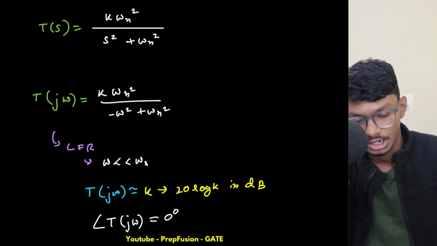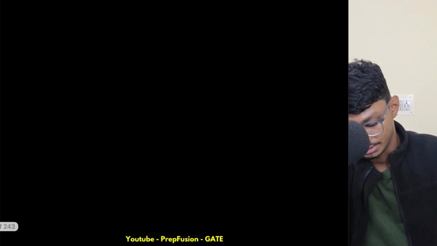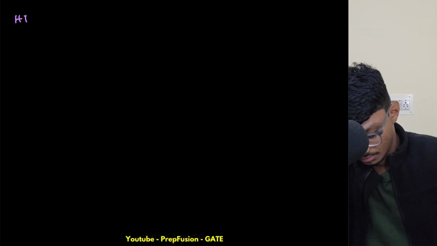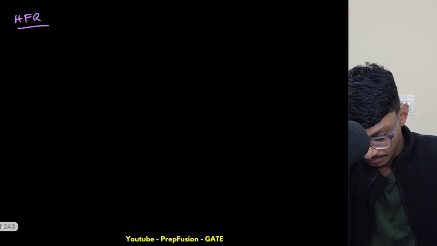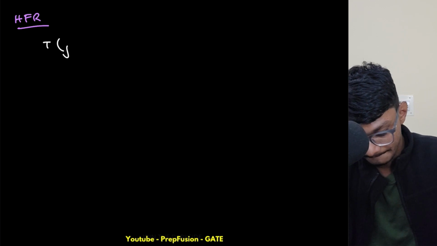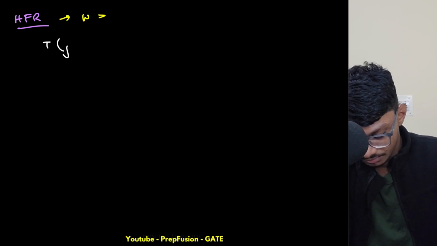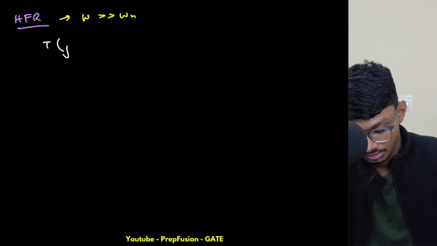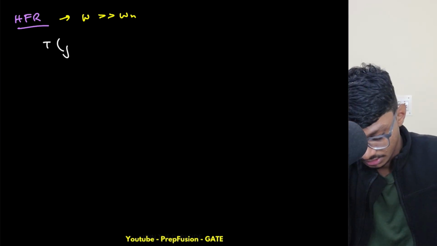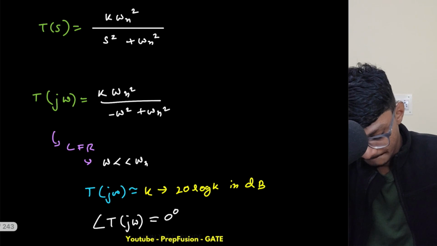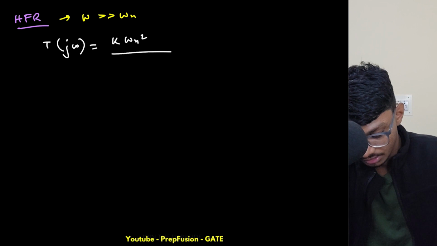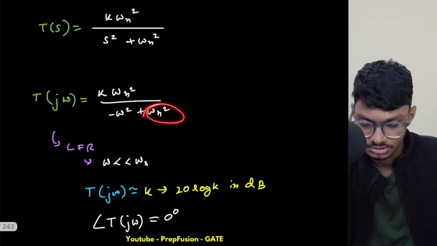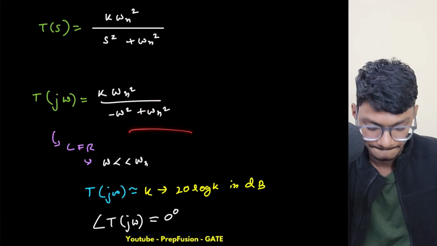Now what about my high frequency region? What does my T of j omega become? Here my omega is much greater than omega n. What does this mean? My T of j omega will be simply k omega n square divided by the denominator, but now we can ignore the constant term because omega square is much higher than this.